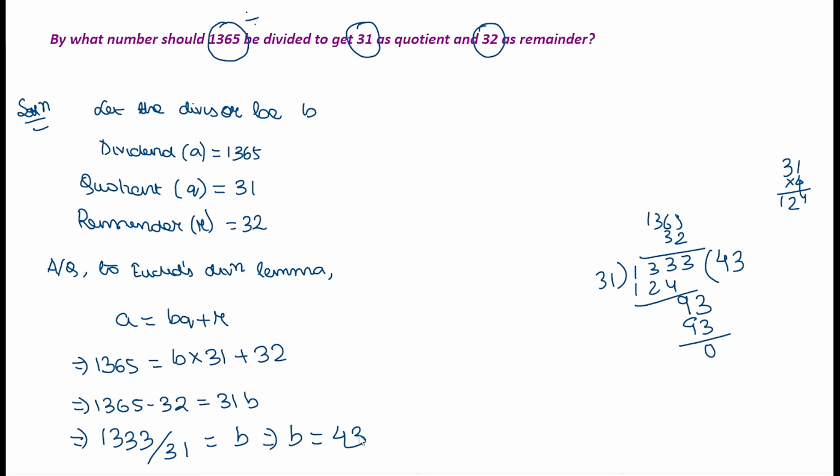One thing to note here is the value of the divisor that you are getting: B is equal to 43. What is the value of the remainder? 32. So obviously the remainder R is less than the divisor B, which is 43, according to Euclid's division lemma. The work we did for rough work also proves that the remainder is less than the divisor each and every time. Any simple division method follows Euclid's division lemma. So this is all about Euclid's division lemma.